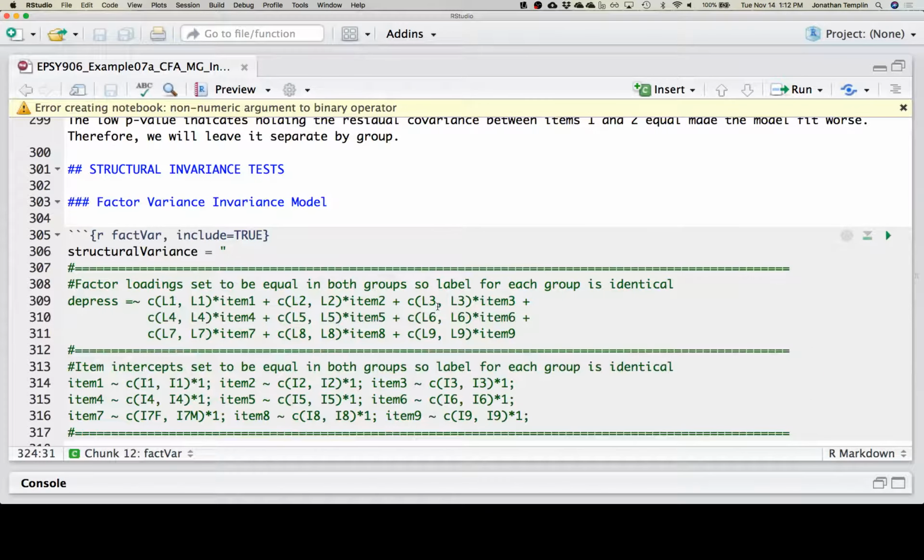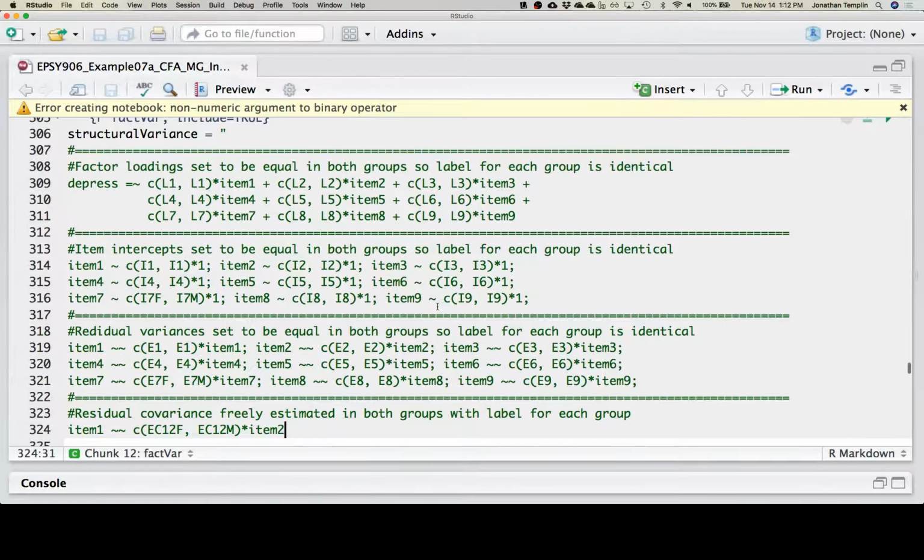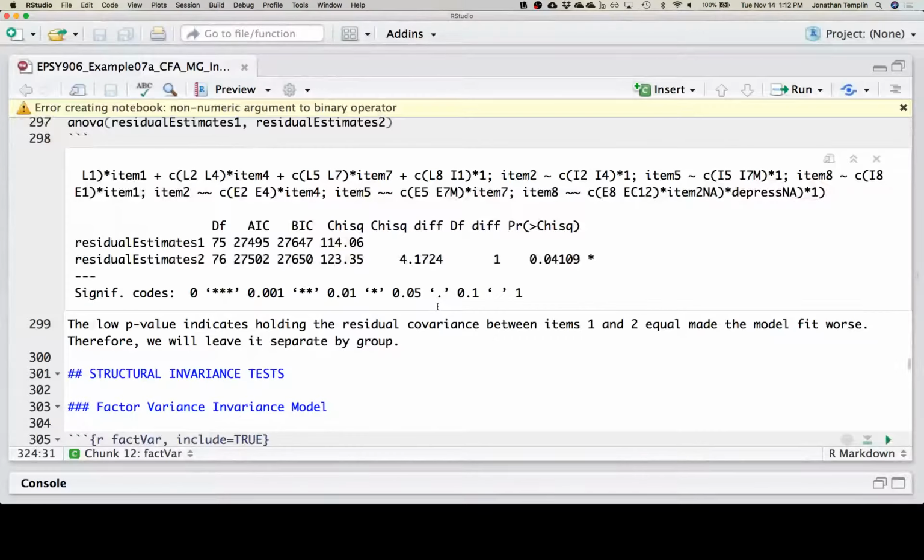The next step is to check for the factor. So now we've done all that. We've established that there are a lot of parameters that link the two scales across groups. So we can say these two factors are the same for male and female. Let's see if there's a difference in the structural model, if the factor means or the factor variances are different. Now we get to structural invariance. The previous model we just ran, the one that we're going to select, was residual estimates 1 because it fit the best. Residual estimates 2, when we fixed the covariance to be equal, didn't fit as well. So we're going to take residual estimates 1.